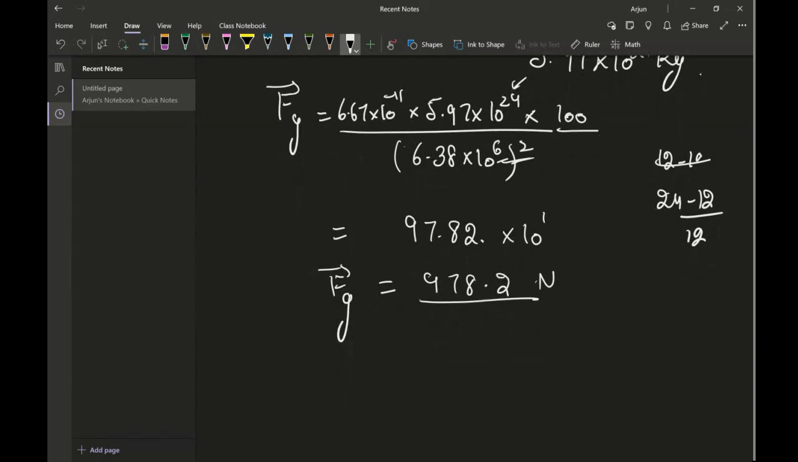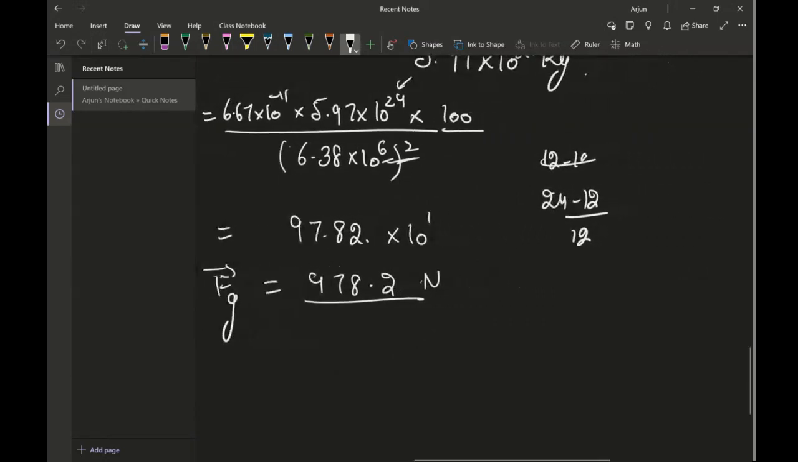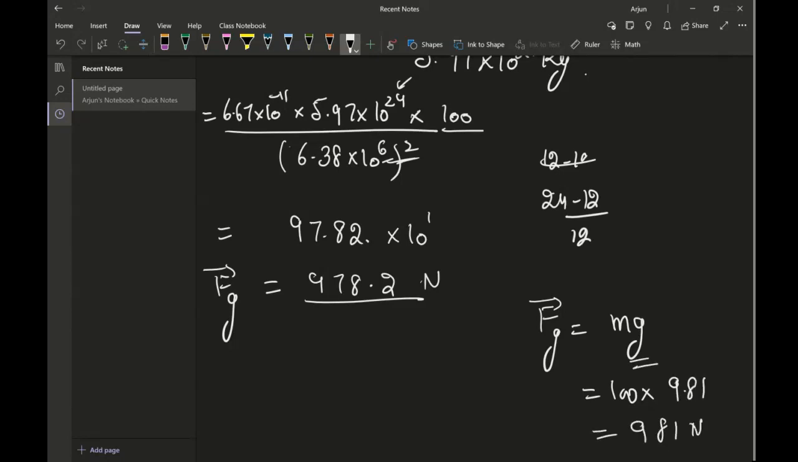And then if I were to do the calculation for the force with which Earth is pulling me towards itself with the formula Fg equals mg, my body mass is 100 times the Earth's gravitational acceleration, 9.81. So this comes out to be 981 Newton. So these two numbers are approximately the same, isn't it?